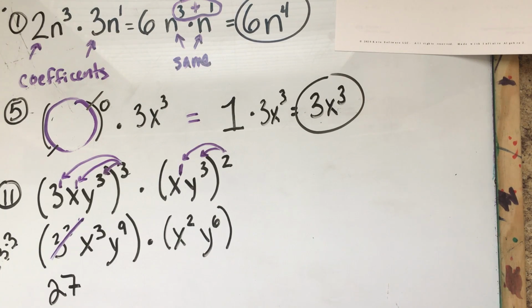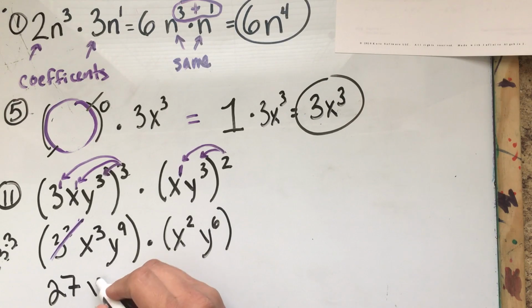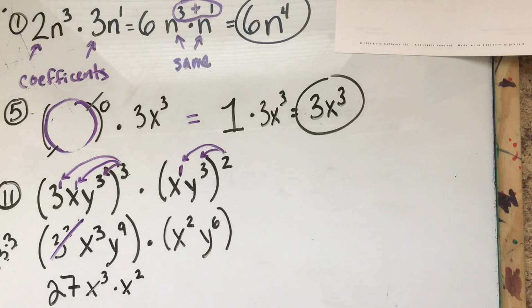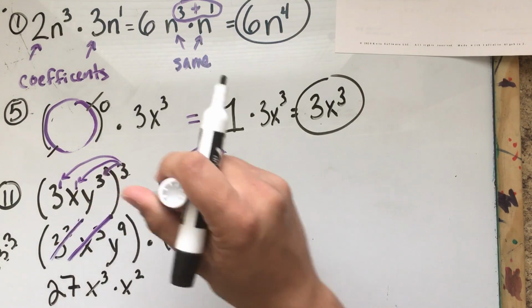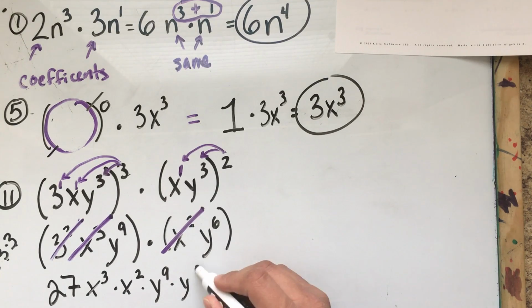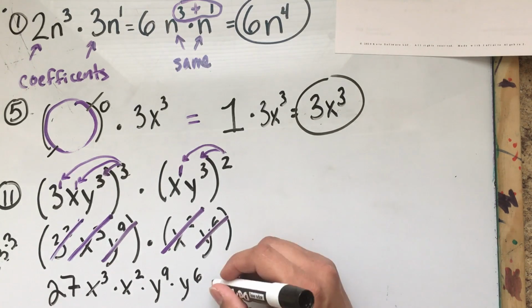And alright, now I'm going to bring down the x to the 3rd, I'm going to bring down the x squared. So I'm pretty much bringing down the x's, okay? So let me go ahead and cross them out. X to the 3rd, already brought it down. X squared, already brought it down. Now I'm going to bring down the y to the 9th times y to the 6th, right? Bringing this down. Okay, so that's gone, that's gone. Alright, so now everything has been rewritten and everything's nice next to each other.